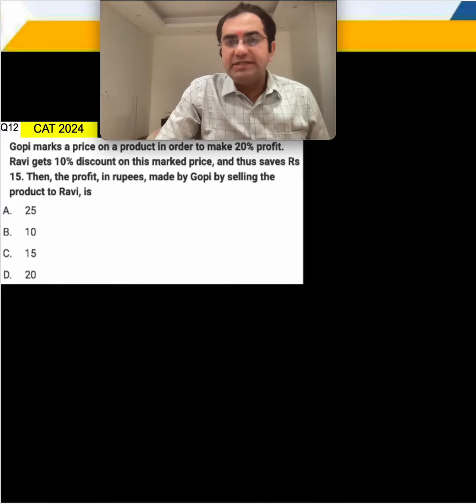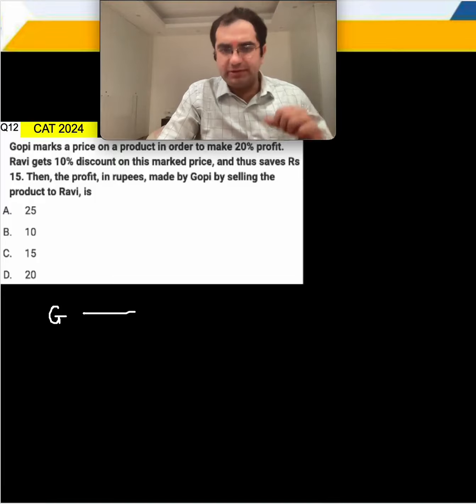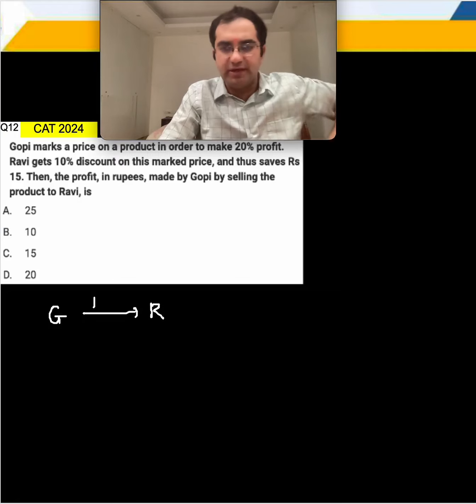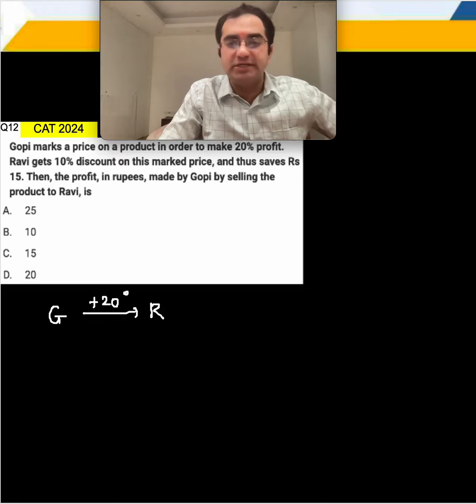One of the most easy questions of this paper, from Profit and Loss. Gopi marks a price to make a 20% profit, so Gopi's price is whatever he bought it for plus 20%, and he is ready to sell it to Ravi. But Ravi gets a 10% discount and thus saves 15 rupees.